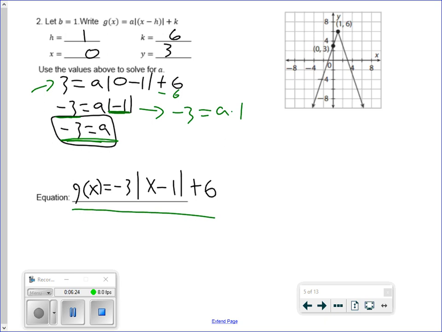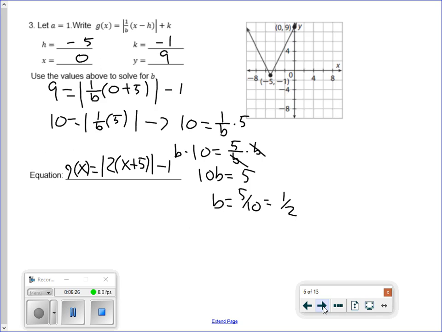All right, let's go on to number 3. This is what you should have gotten. Number 3 was a little more difficult. Math is a little harder. So our h, k is still the vertex, (-5, -1). Our x, y point is still (0, 9). So we're going to plug everything in.